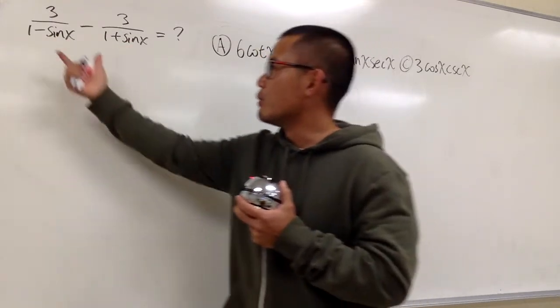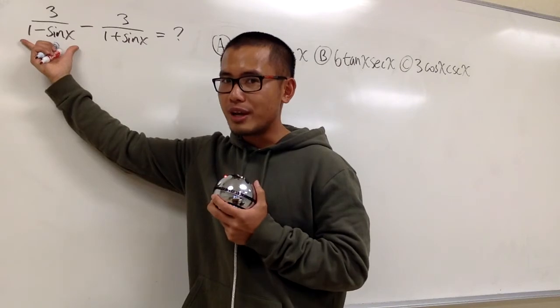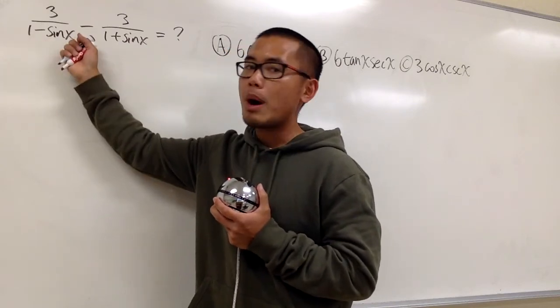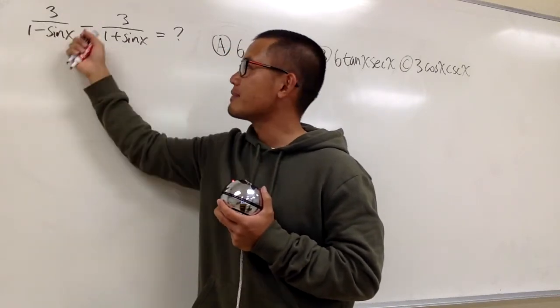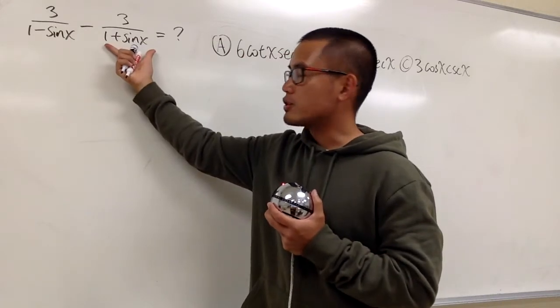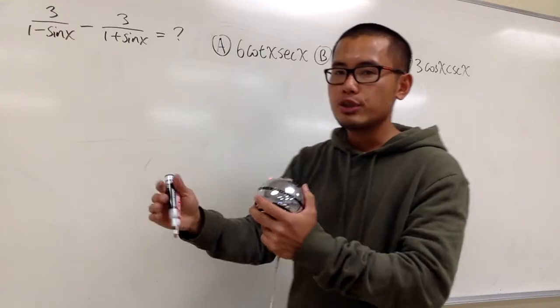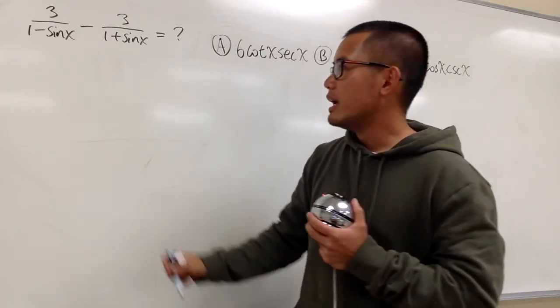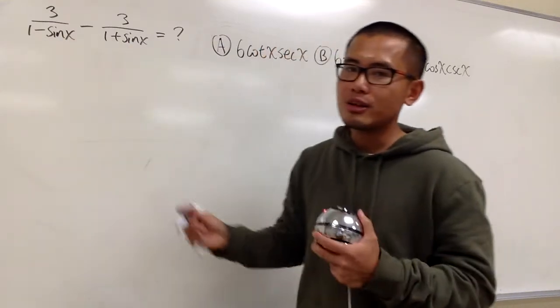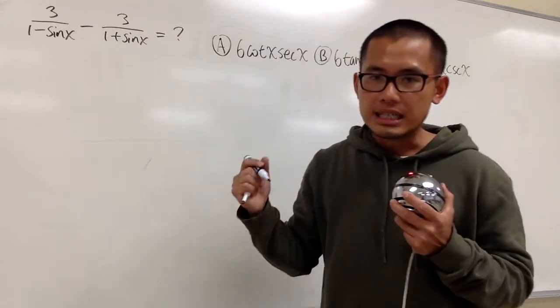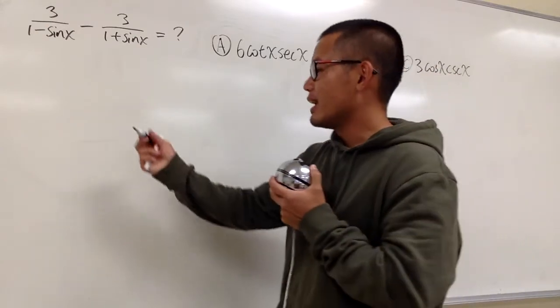Be sure you multiply the first fraction right here, the top and bottom, by 1 plus sin x, right? And then for the second fraction, you multiply the top and bottom by 1 minus sin x. So you can produce the same denominator. And they happen to be the conjugate of each other, but it's okay. We are trying to get the common denominator first. All right, so let's get to work.